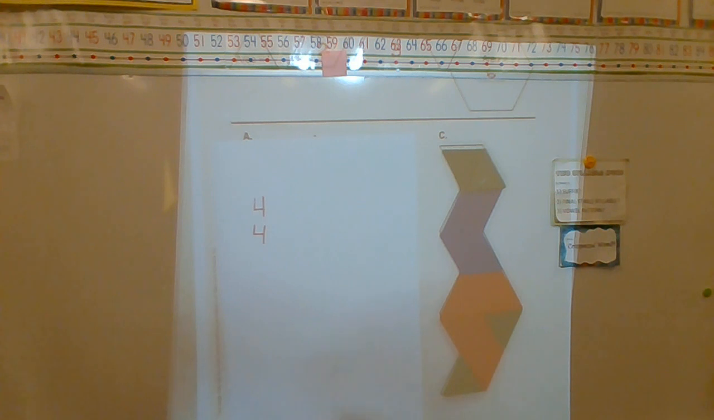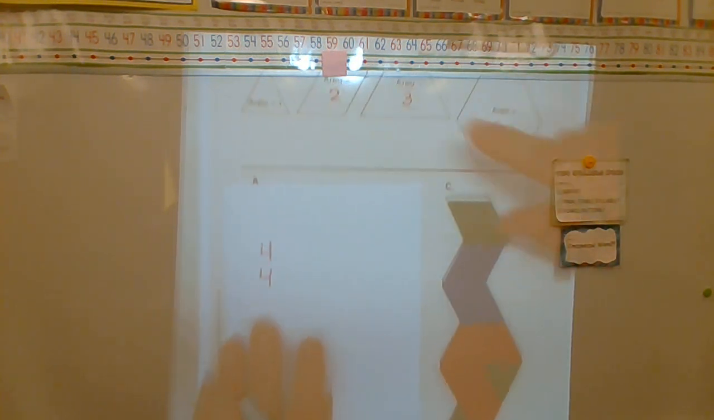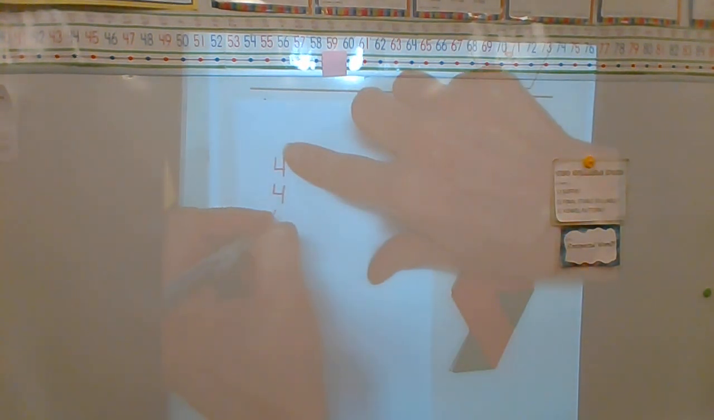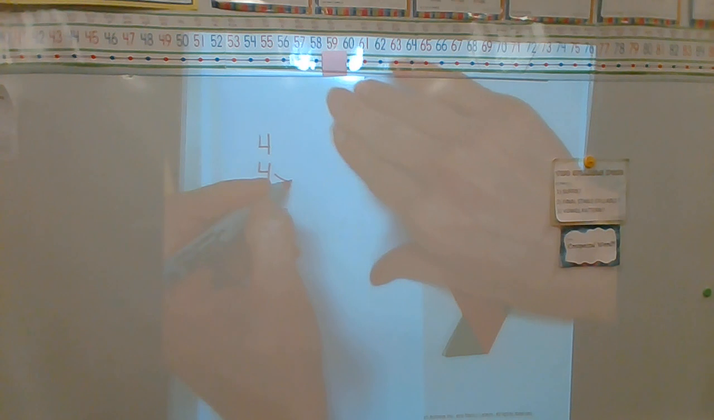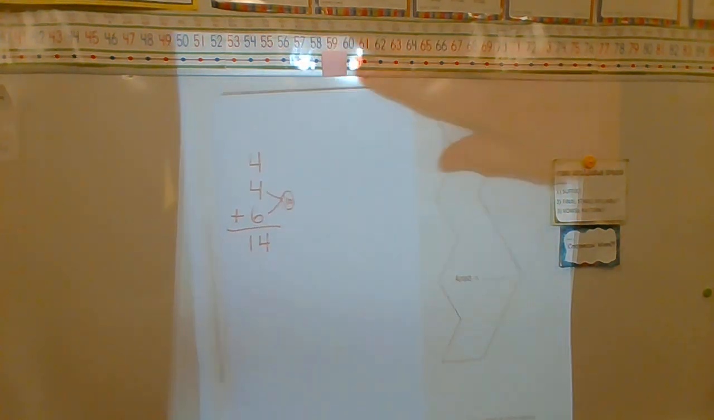Oh, we were about to count our trapezoids. How many trapezoids do I have? 2. And how much are they each worth? 3. Well, what is 3 plus 3? 6. Oh, do I have any hexagons? No. Well, I see a group of 10 right there. What is 10 plus 4? That's right, 14.